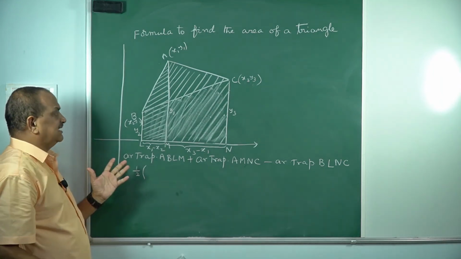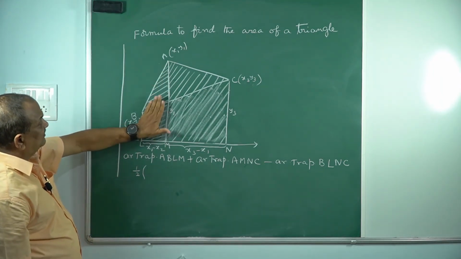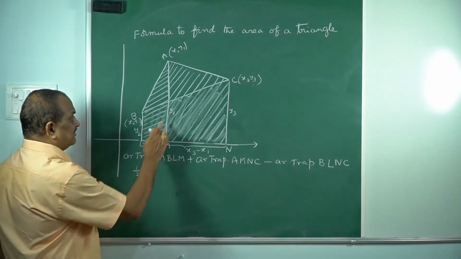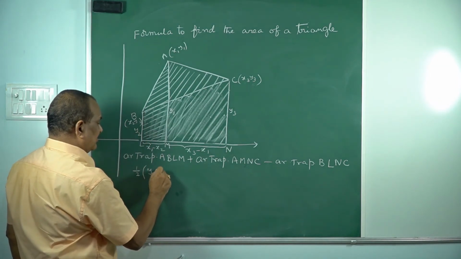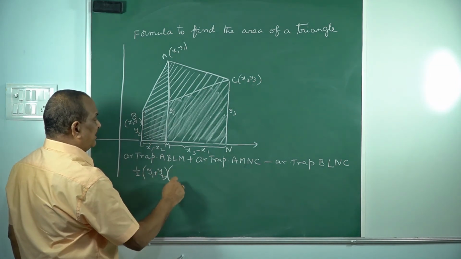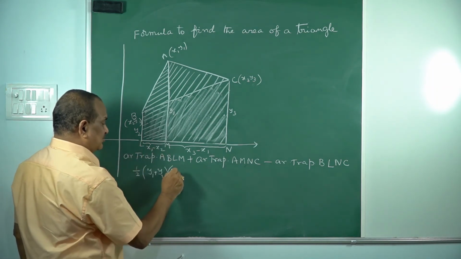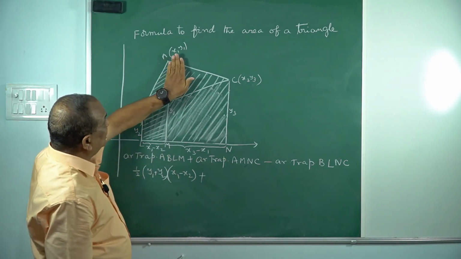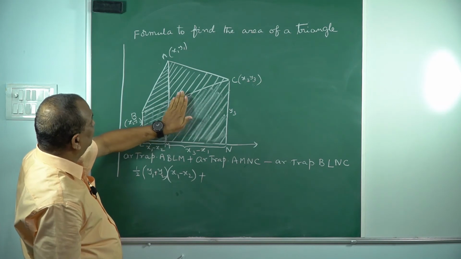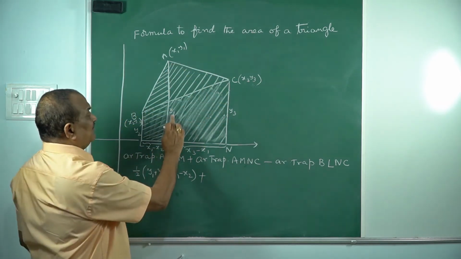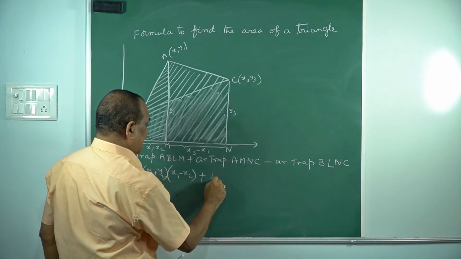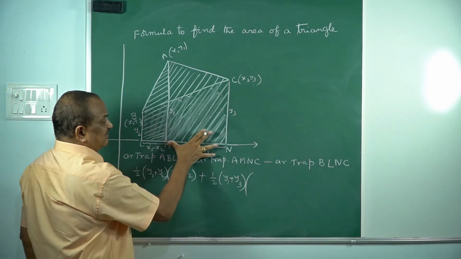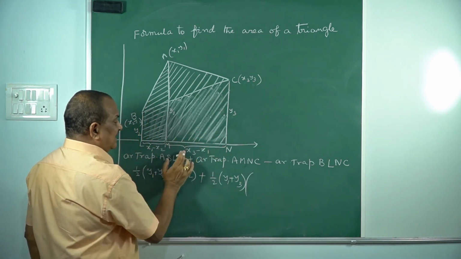Now we can start the work. First, this trapezium. Sum of the parallel sides and distance between them: the sum of the parallel sides is y1 plus y2, multiplied by the distance between them, x1 minus x2. This is done. Now this trapezium: half of y1 plus y3, times the distance between the parallel sides from M to N, which is x3 minus x1.